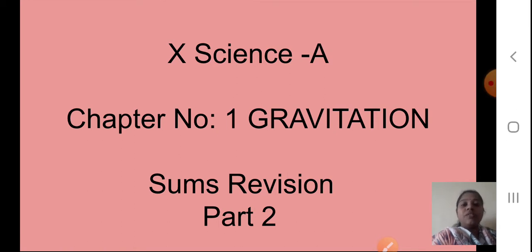Okay, we are doing the revision of our sums of lesson number 1, that is gravitation. This is our part 2. In part 1 we have done the 3 sums. We will do the continuation now. As I told you, I am taking only the textual sums. So now we will proceed.